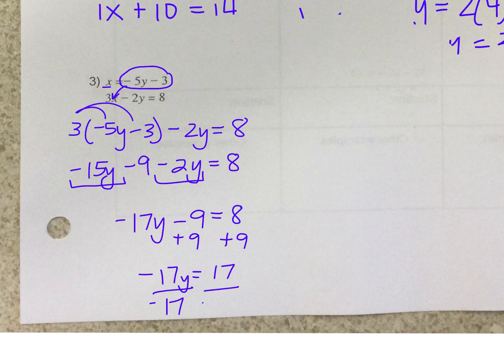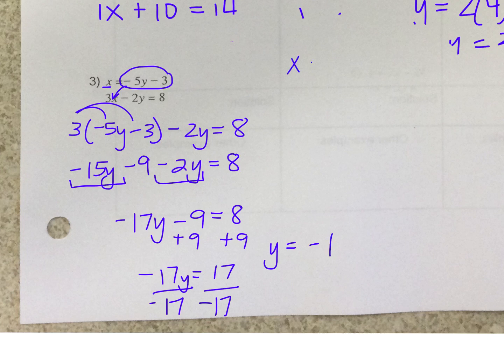Now we both know we got to divide by negative 17. So y equals 17 divided by negative 17, which is just a negative 1. So we know our y is negative 1.